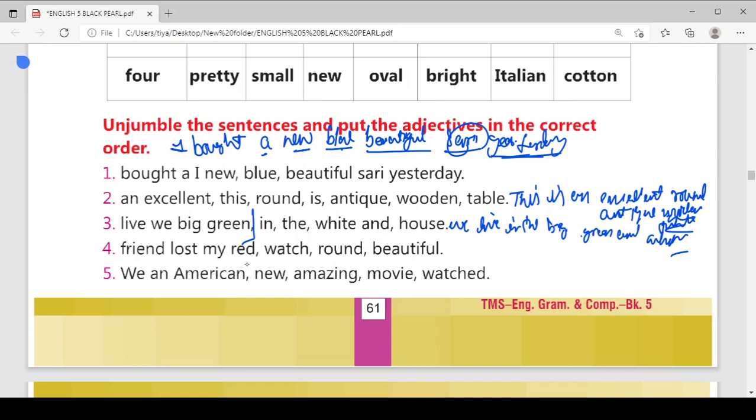Friend lost my red watch round beautiful. So we can say, my friend lost my beautiful round red watch. Okay, we an American now amazing movie watched. So we can say, we watched an amazing new American movie.